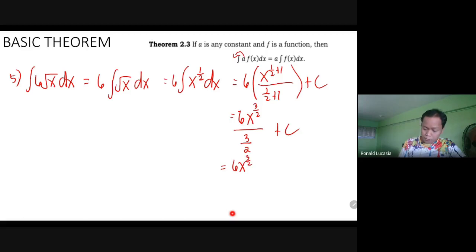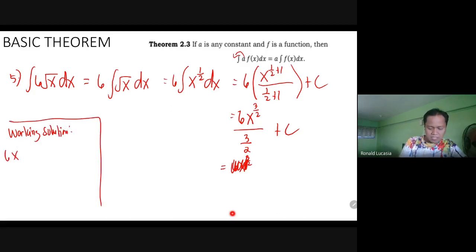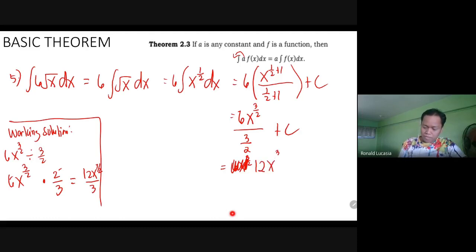Then simplifying this, we have 6x raised to the power of 3 over 2 divided by, can I go straight? Okay. When we simplify the 3 over 2, you multiply by the reciprocal, as in division of fractions. Working solution here. This is 6x to the 3 over 2 divided by 3 over 2. This will be 6x raised to the power of 3 over 2 times 2/3. So what comes out will be 6 times 2, that is 12, x to the 3 over 2 over 3. So this will be 12x raised to the power of 3 over 2 plus c, which can further be simplified as 4x raised to the power of 3 over 2 plus c, because 12 divided by 3 is 4.